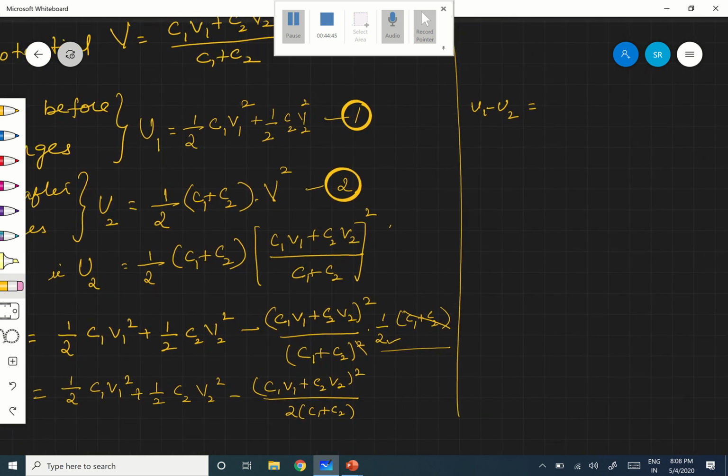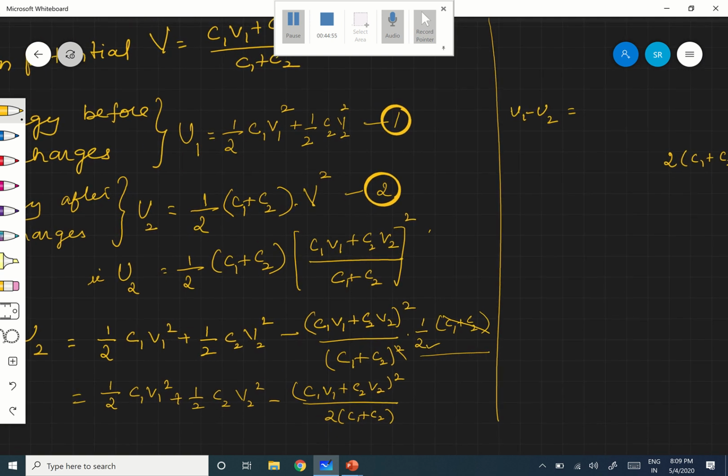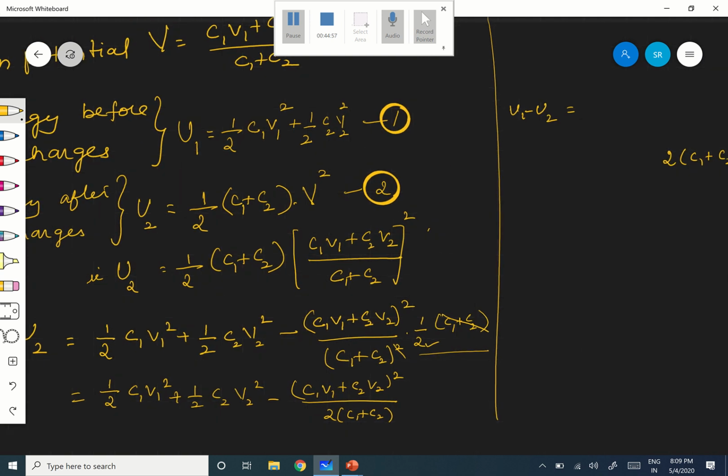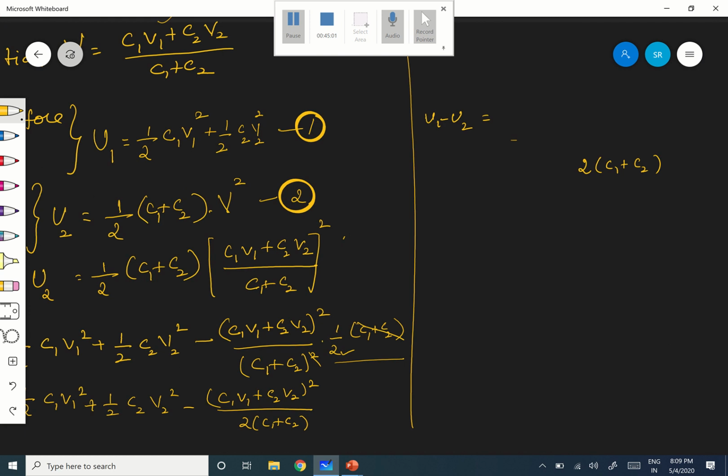LCM, let me say, 2 into C1 plus C2. You take the LCM. Okay, therefore what is that here? You tell me. This is 2C1 plus C1 V1 squared, C1 V1 squared into C1 plus C2, correct?